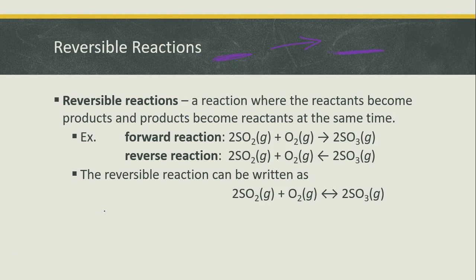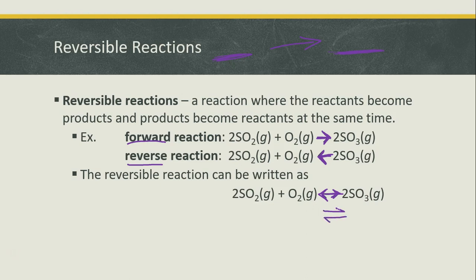And so you can read the definition there. It says that basically the reactants can become the products and the products can become the reactants. When we talk about a forward reaction, we're talking about the arrow pointing to the right. When we talk about a reverse reaction, we're talking about an arrow pointing to the left. So if we have one that can go both forward and reverse, we're going to write it with a double-headed arrow like this.